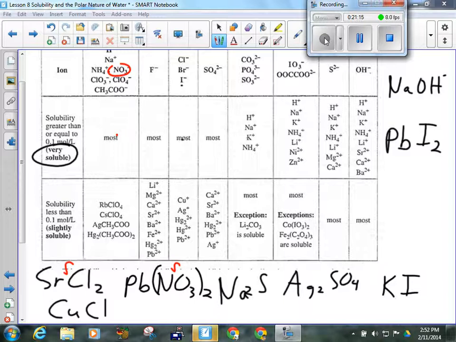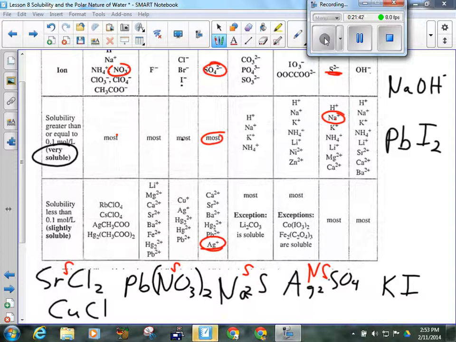Okay. All right, sodium sulfide. So we go up top, we find sulfide. Sulfide is right here, and you can see that sodium is in that top row. So that is one that is soluble. Okay, silver sulfate. So we find sulfate right here, soluble with most things, but silver is listed down in the insoluble row. So that stuff is not soluble.